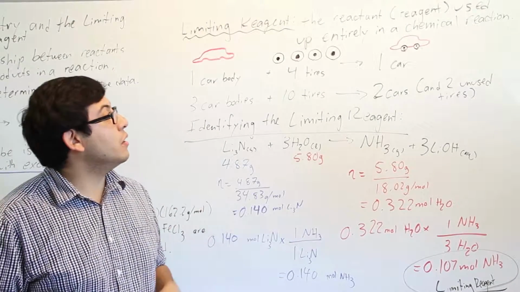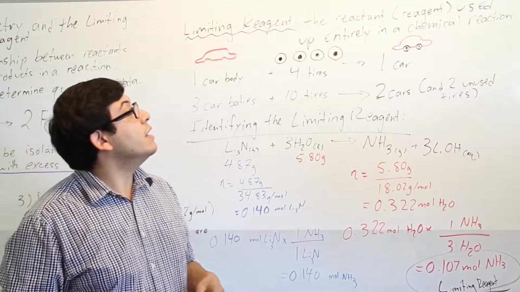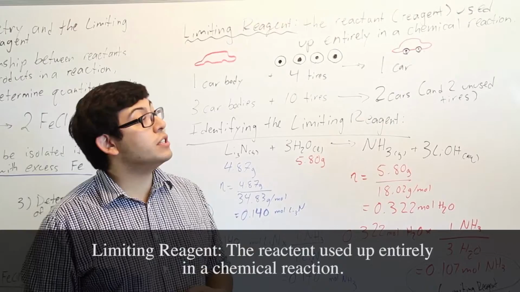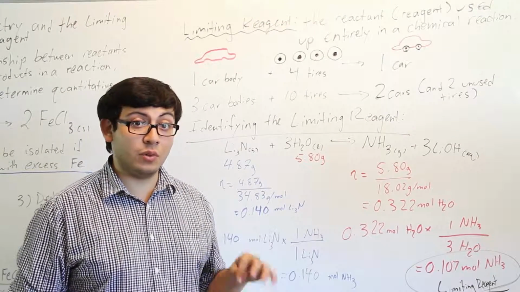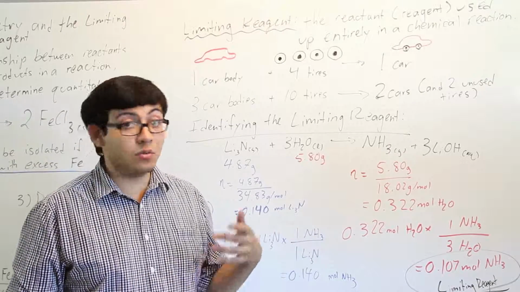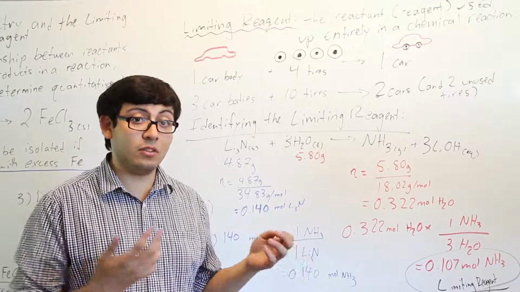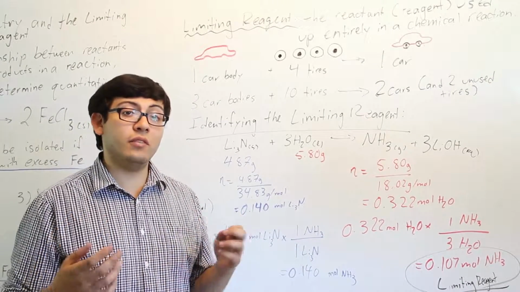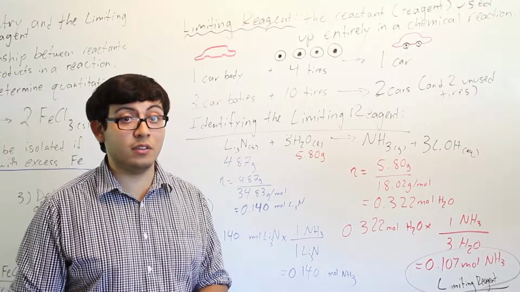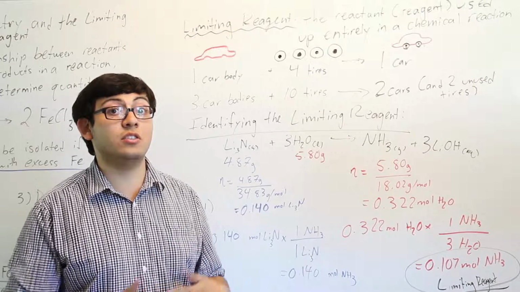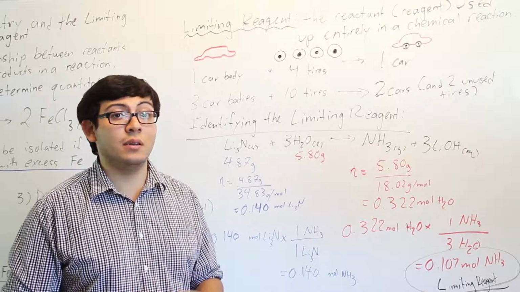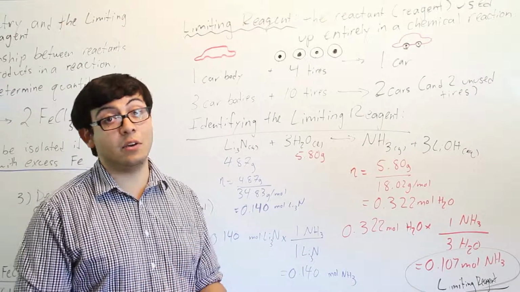The limiting reagent, also known as the limiting reactant, is by definition the reactant that's used up entirely in a chemical reaction. A chemical reaction is always going to be a reaction between 1, sometimes 2, sometimes 3, or however many chemicals to form other chemicals. But if you have a reaction between 2 or more chemicals, one of them is probably going to run out before the others. The one that runs out first, the one that's used up entirely, is called the limiting reagent, because as soon as that's used up, you can't keep going.